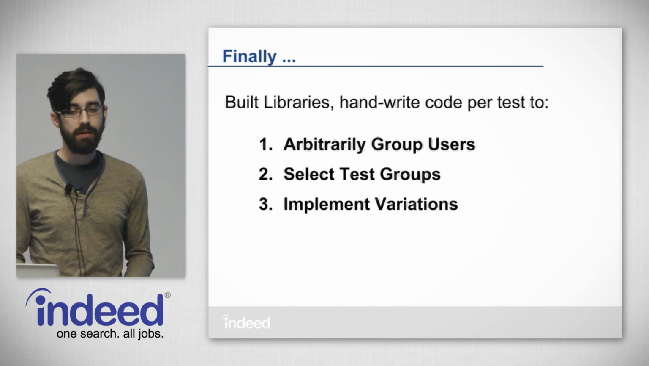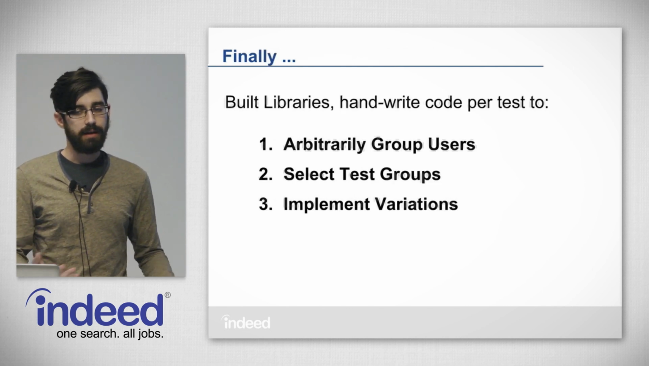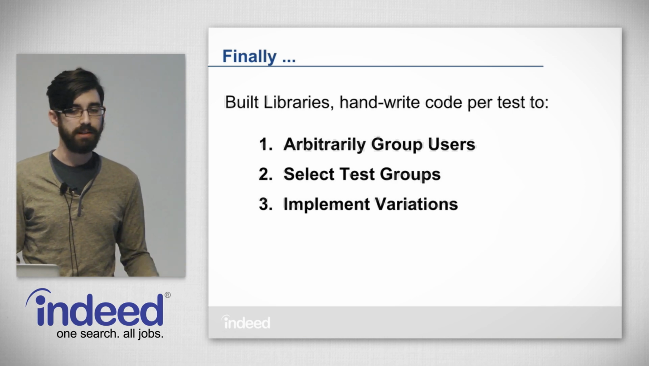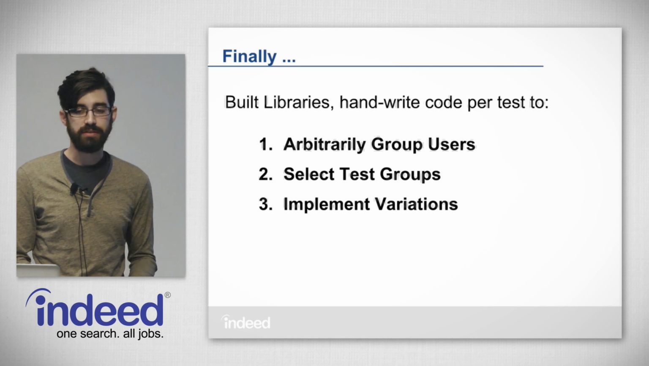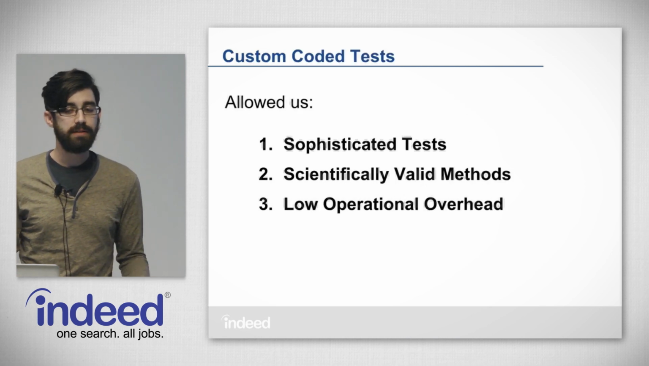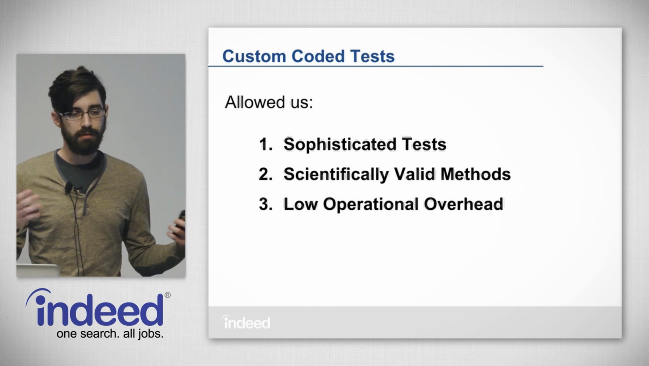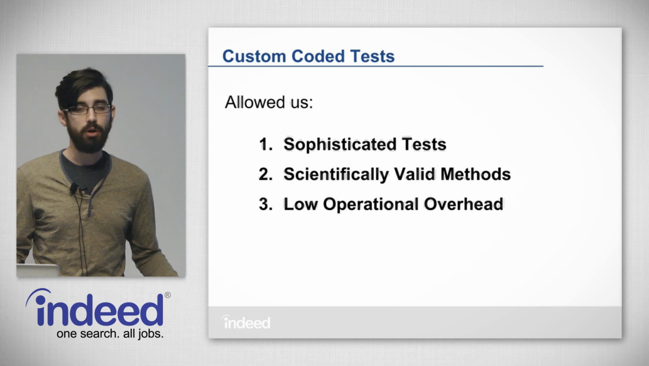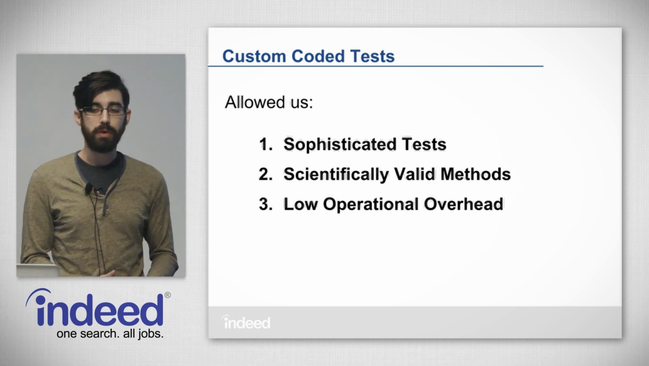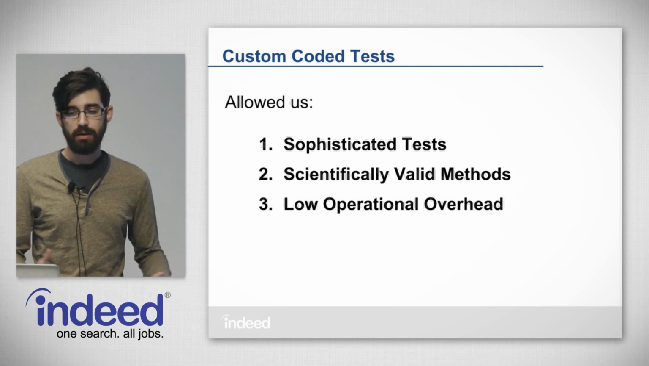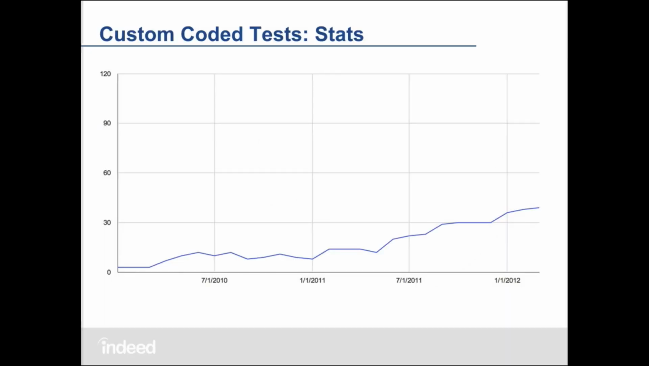Finally, we ended up with libraries and custom code per test, which would allow us to arbitrarily group users, select groups, and implement different variations of the test. This allowed us to run arbitrarily sophisticated tests. It allowed us to get unbiased, independent control groups, and it allowed us to do it with fairly low operational overhead. We were deploying every week, and so whenever we did a deploy, we could put out a change to a test. It wasn't so bad. This shows the number of tests we were running per month during that time.